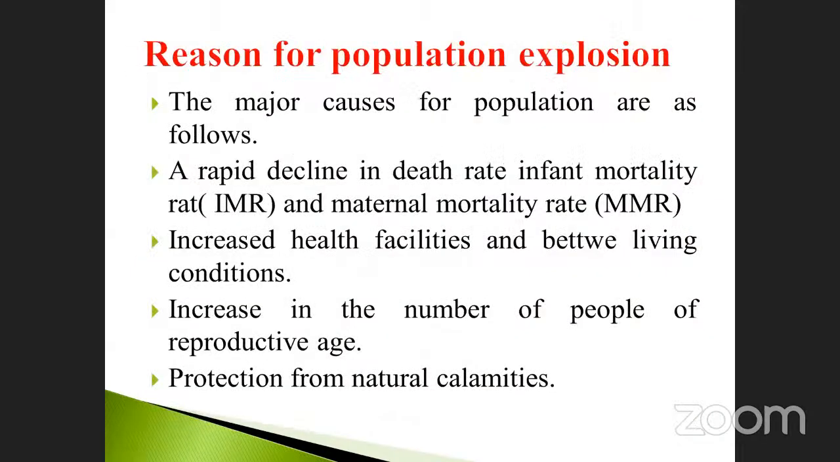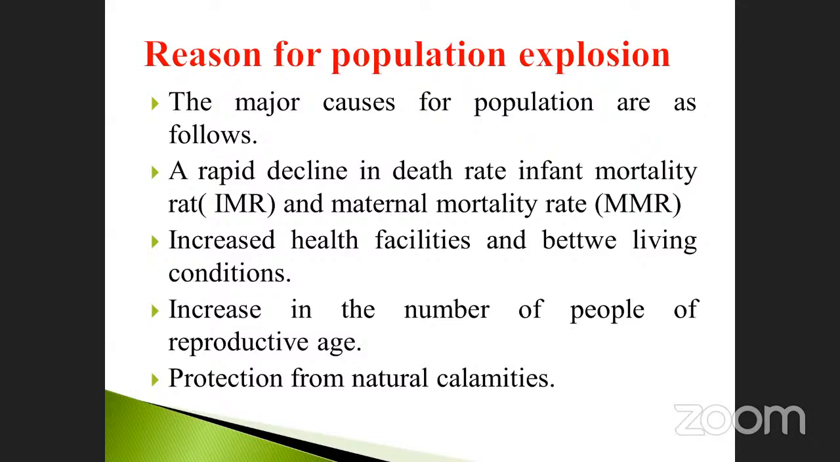Reasons for population explosion. The major causes for population growth are as follows: the rapid decline in the death rate. When the death rate decreases, automatically the population will become very high. Then the infant mortality rate, IMR, and maternal mortality rate, MMR, which we already discussed, decrease with increased health facilities and better living conditions. This increases the number of people of reproductive age also. And protection from natural calamities. What is the meaning of calamities? Calamity is nothing but natural disasters.